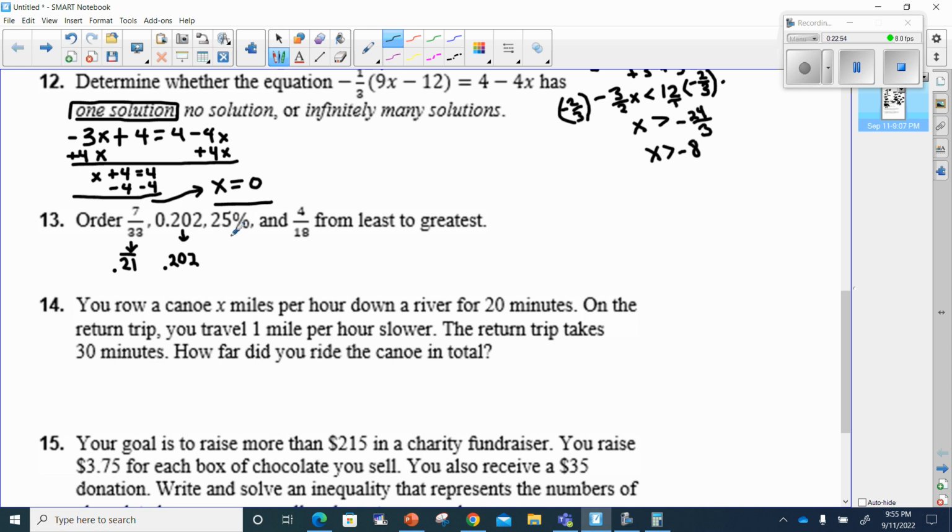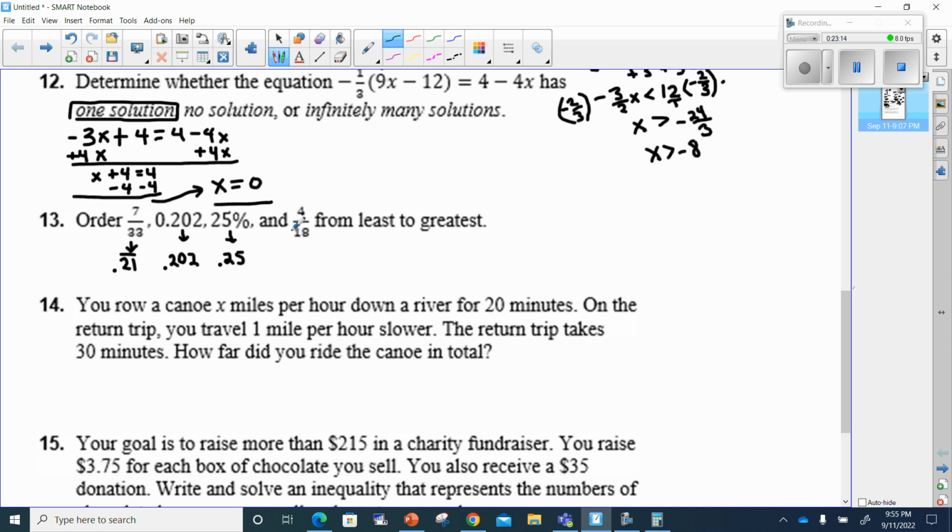Next, we have 25%. Remember, the decimal form can be found by moving the decimal over twice. This turns to 0.25. All we do is get rid of the percent sign and move the decimal two times over.